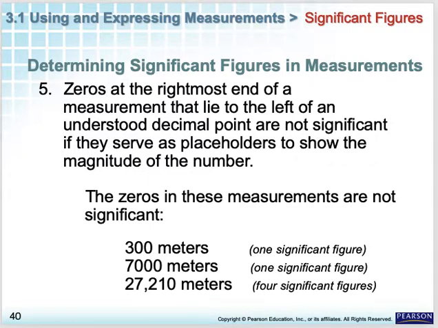If we have final zeros, but there is no decimal point, then the zeros are not significant unless they would be captured between 2 digits. So 300 meters has only one significant figure, 7,000 meters has 1, 27,210 meters has 4.